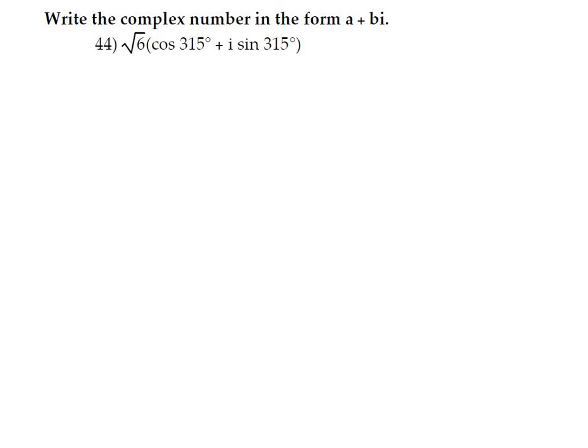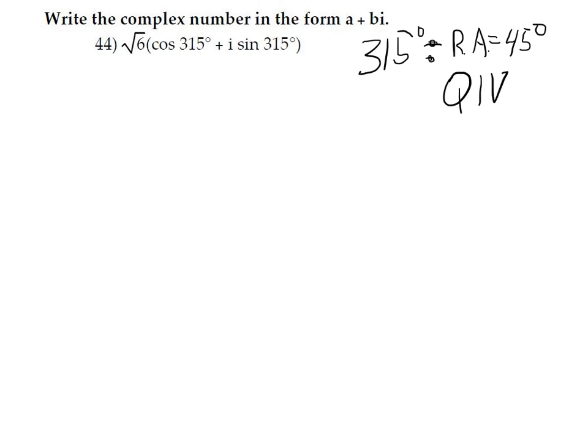Write the complex number in the form a plus bi, or standard form. In order to do this, we need to just simply evaluate cosine 315 degrees and sine 315 degrees, and then distribute the square root of 6, and that should be it. So 315 degrees, that's reference angle 45 degrees, and quadrant 4.